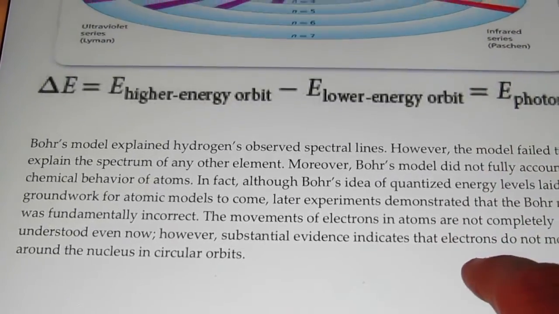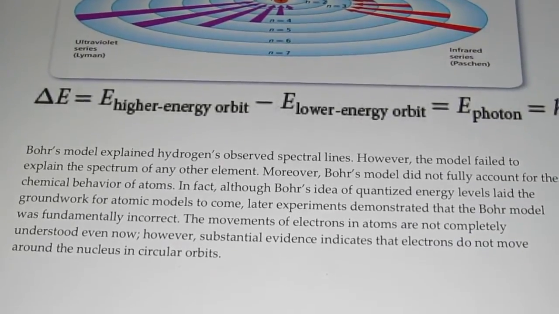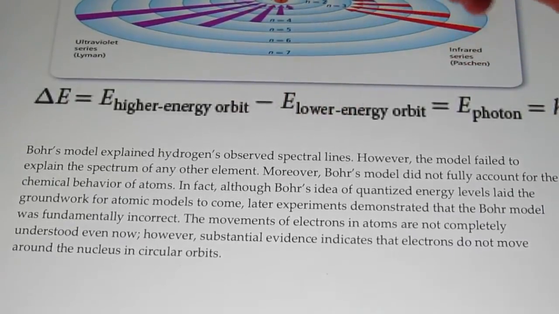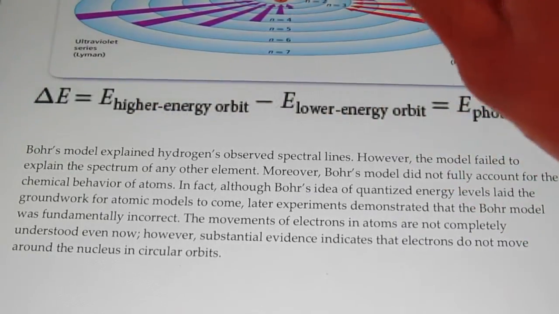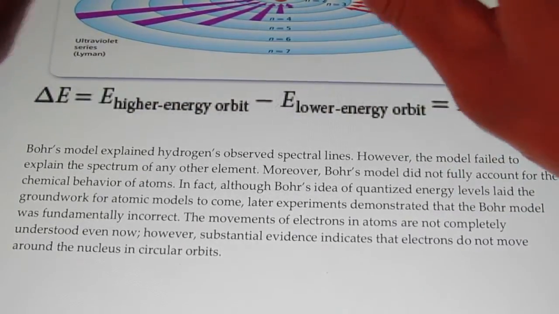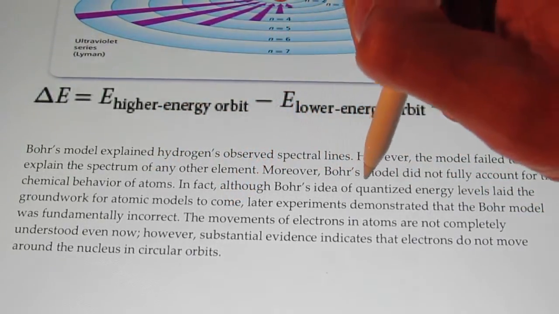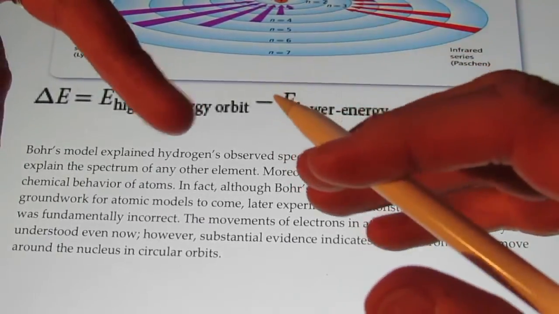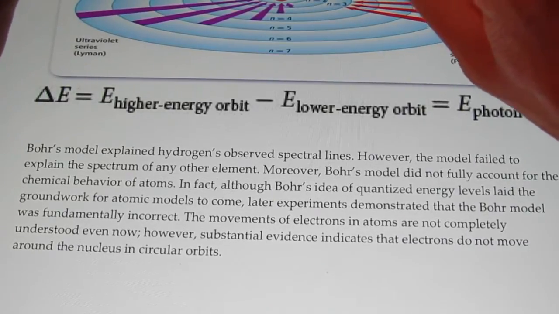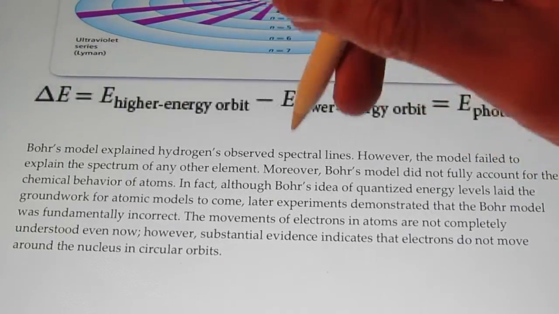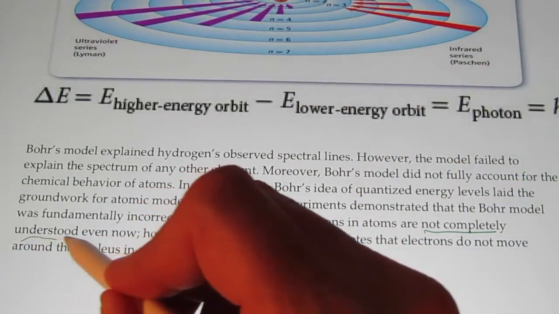Now, to complicate things a little bit more, Bohr's explanation for the hydrogen atom, for hydrogen's observed spectral lines, was pretty good. However, the model failed to explain the spectrum of any other element. Moreover, Bohr's model did not fully account for the chemical behavior of atoms. In fact, although Bohr's ideas of quantized energy levels laid the groundwork for atomic models to come, later experiments demonstrated that the Bohr model was fundamentally incorrect. The movement of electrons in atoms are not completely understood even today.